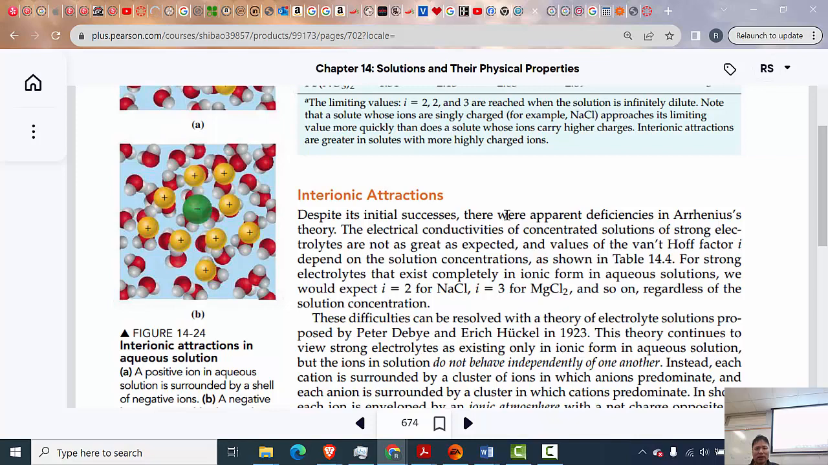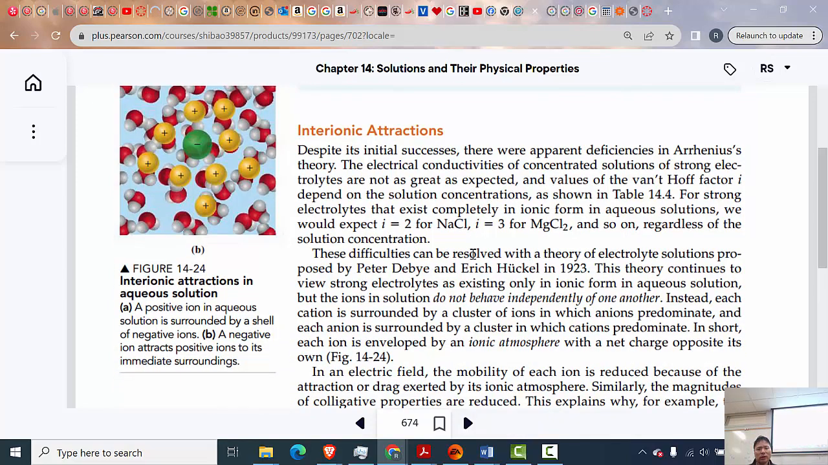For strong electrolytes that exist completely in ionic form in aqueous solution, we would expect i equals 2 for sodium chloride, because that should split up into 2 ions, one sodium ion and one chloride ion. i equals 3 for magnesium chloride, because that should split up into 3 ions, 1 magnesium and 2 chlorides. And so on, regardless of solution concentration. These difficulties can be resolved with the theory of electrolyte solutions proposed by Peter Debye and Erich Hückel in 1923. This theory continues to view strong electrolytes as existing only in ionic form in aqueous solution, but the ions in solution do not behave independently of one another.